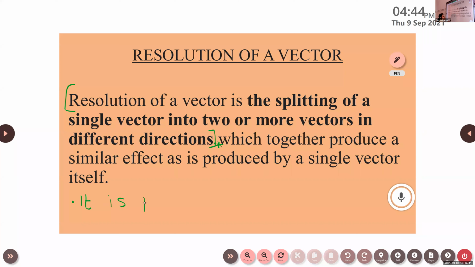The resolution of vectors is possible if and only if the vectors are inclined at an angle theta.